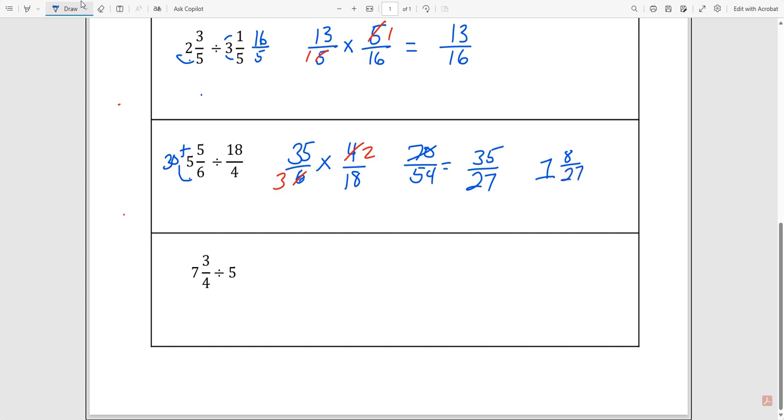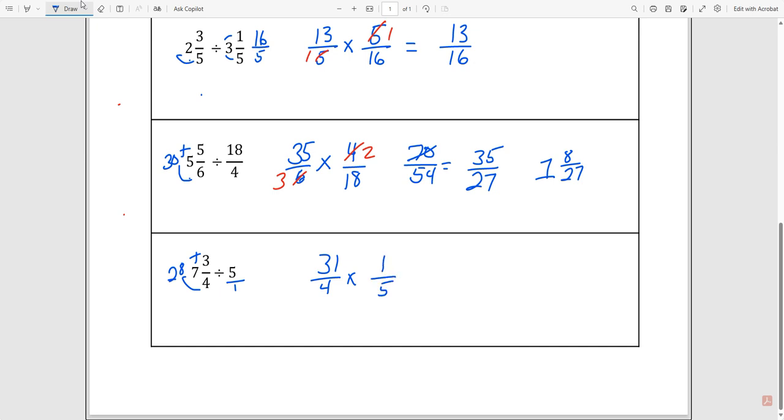Okay, and then finally 7 and 3/4 divided by 5. Since 5 is a rational number, it can be written as a fraction 5 over 1. We're going to flip that over after we change the operation from division to multiplication. But let's take care of our mixed number here by multiplying. 4 times 7 is 28, and then 28 plus 3 is 31. So I have 31 over 4, times, let's flip this over and get 1/5.